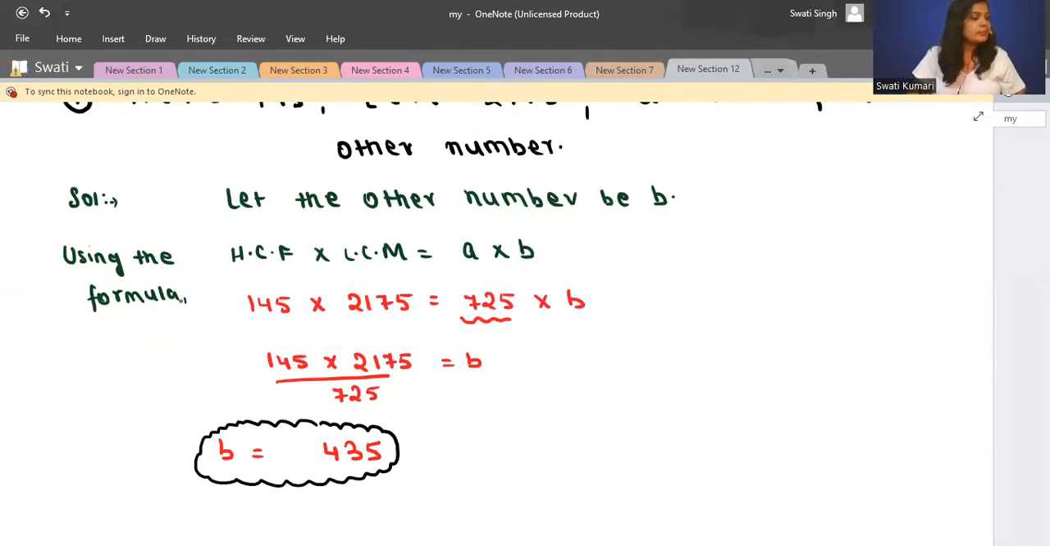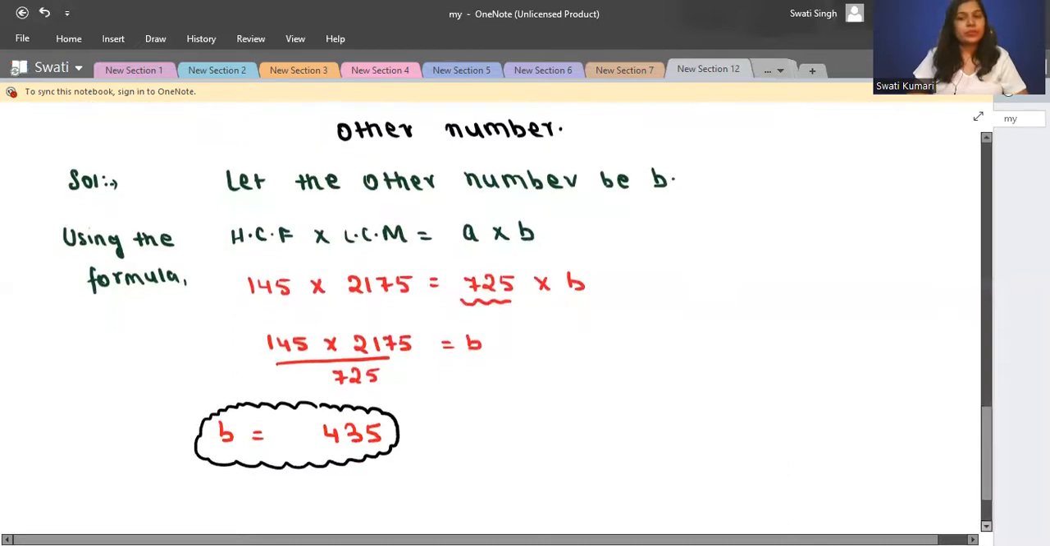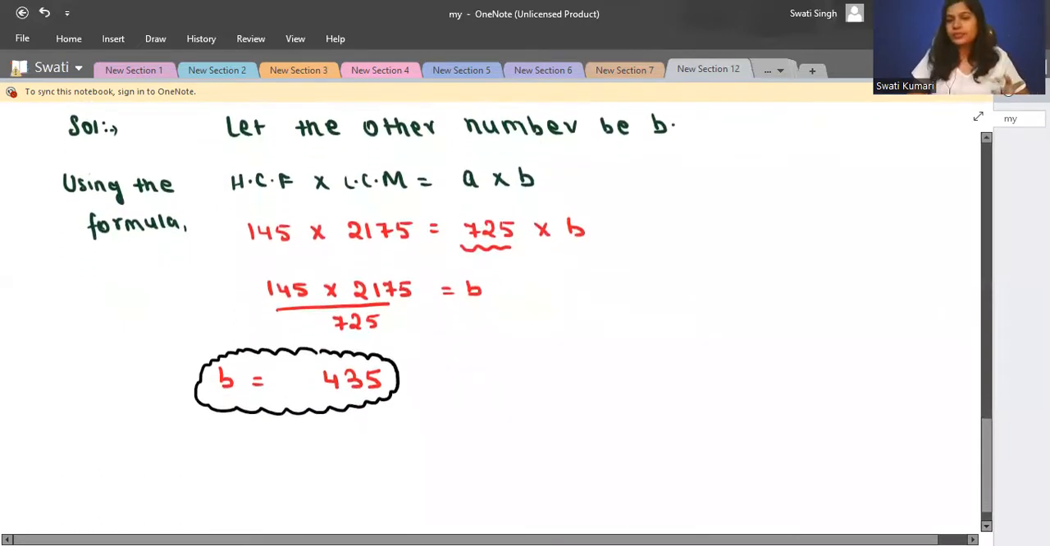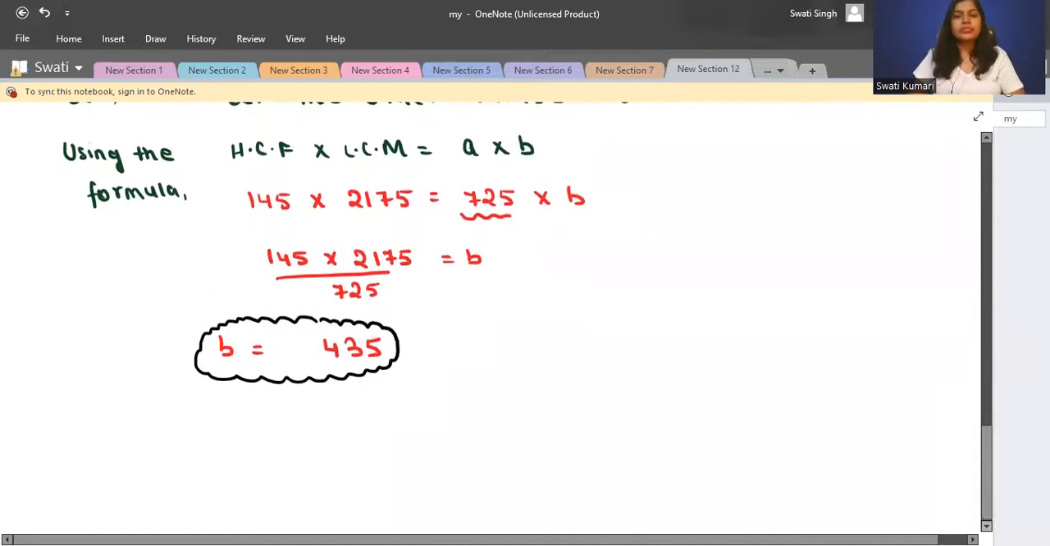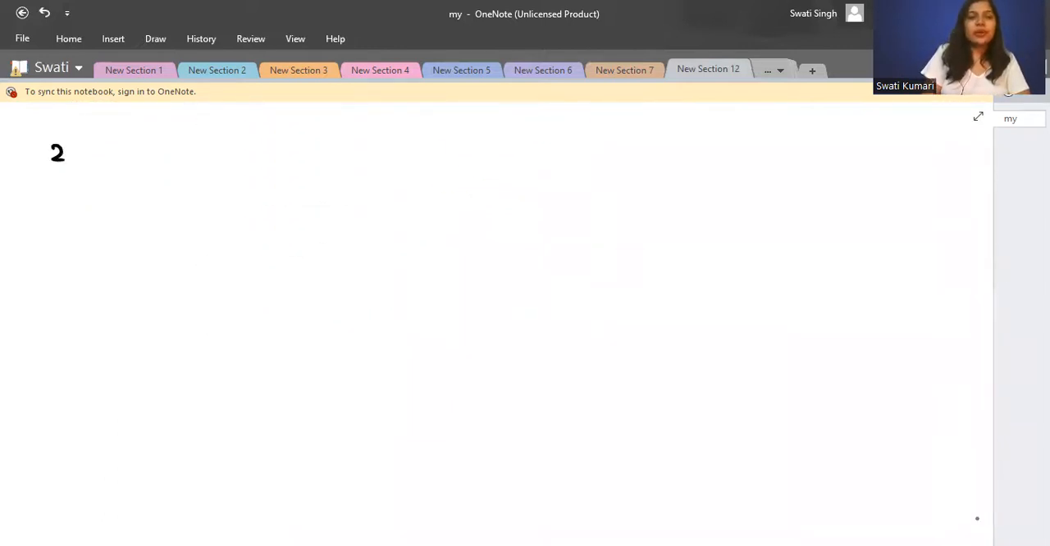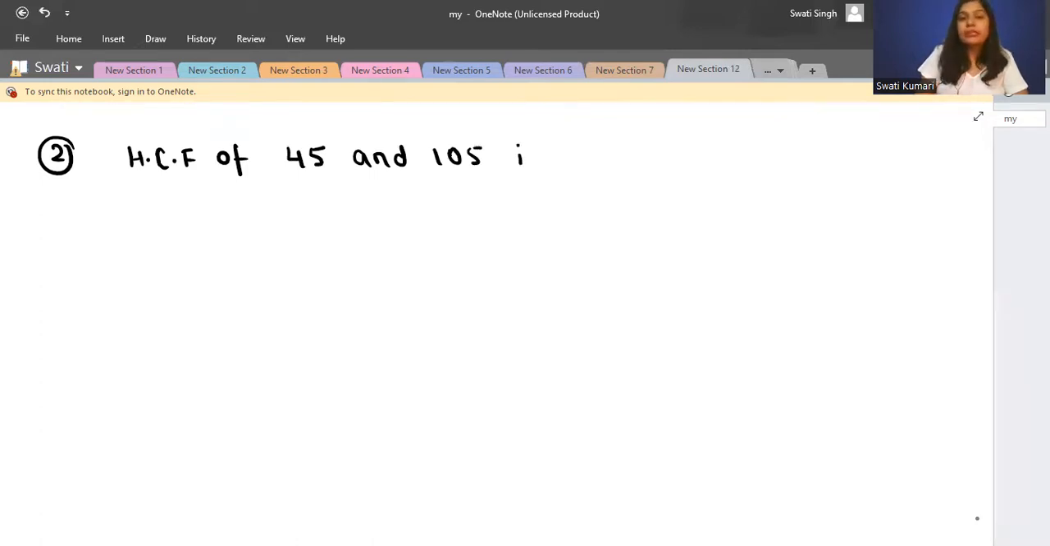All right. Okay, so let us do one more question. Just because I did two questions on Euclid's division algorithm, I'll do two questions on this as well. So now let us do another question, and this time what is given is the HCF of two numbers, and those two numbers are 45 and 105. So the HCF of 45 and 105 is 15. And you have to find the LCM, right? There is a difference between this question and the last question.